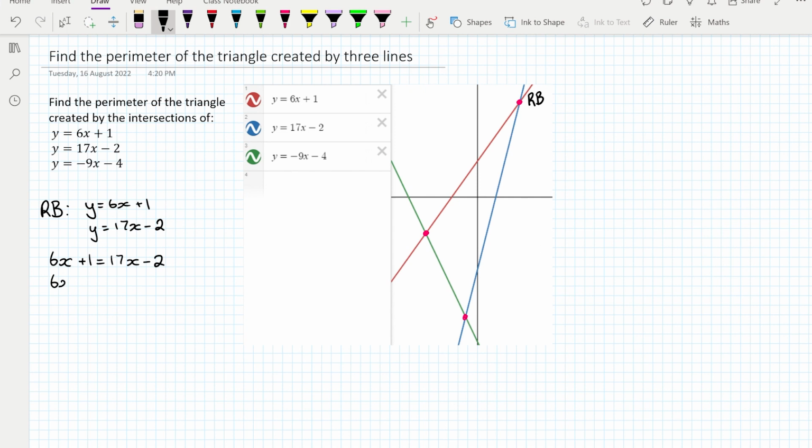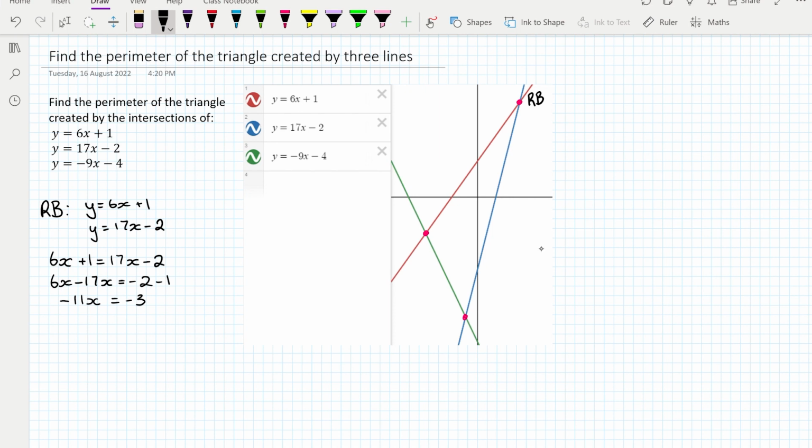So we're going to have 6x take 17x, and I'm going to subtract 1 from both sides to get rid of this one here. That's going to be negative 2 minus 1. 6x take 17x, so again we're subtracting the coefficients. That's going to be negative 11x. So 6 take 17 is negative 11. And that's going to be equal to negative 3.